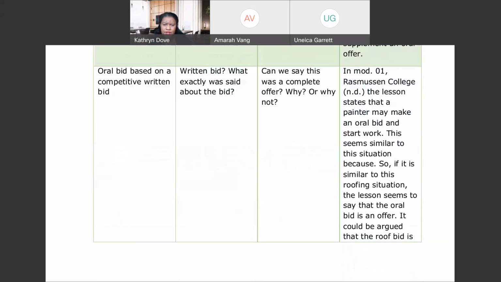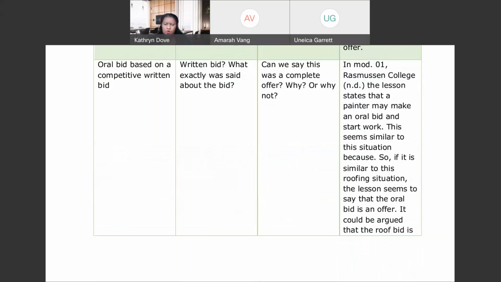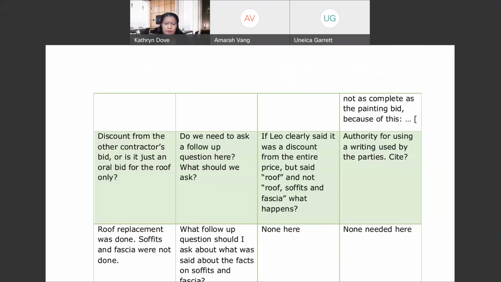to the facts. Here's what's said. In Module 1, the lesson states that a painter may make an oral bid and start work. This seems similar to this situation. So if it's similar to the roofing situation, the lesson would indicate that an oral bid to do a roofing job is an offer. It could be argued that the roof bid may not be as complete as the painting bid. So there's always room for you to put in your argument and view both sides.